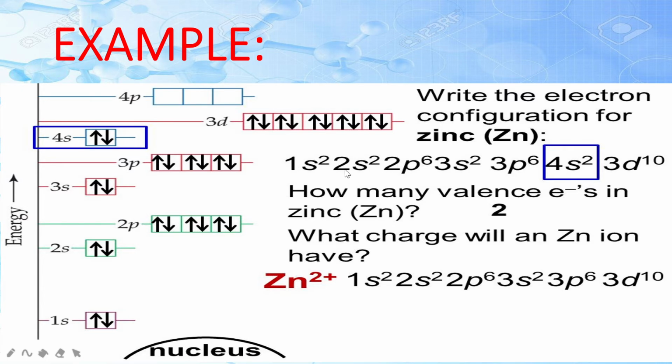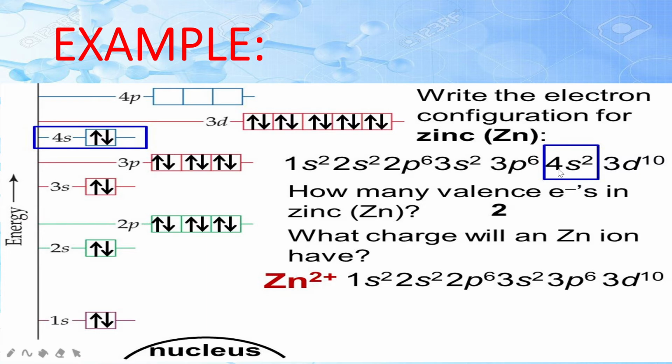We will first write the electron configuration of an element. Our example is the element zinc. What is the atomic number of zinc? The atomic number of zinc is 30. So first, we will write the electron configuration. The electron configuration of zinc is 1s2, 2s2, 2p6, 3s2, 3p6, and 3d10.